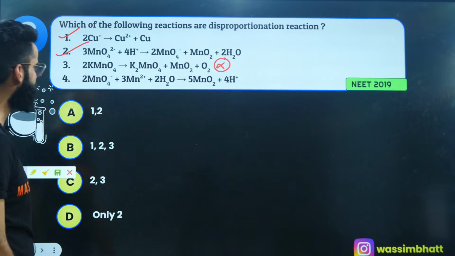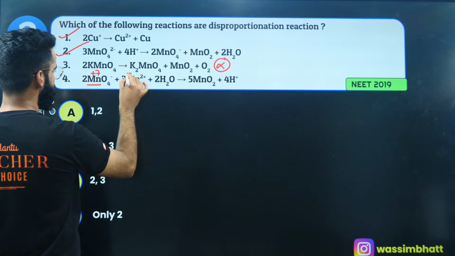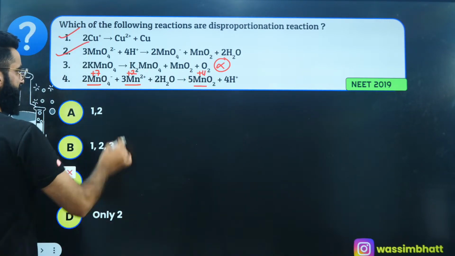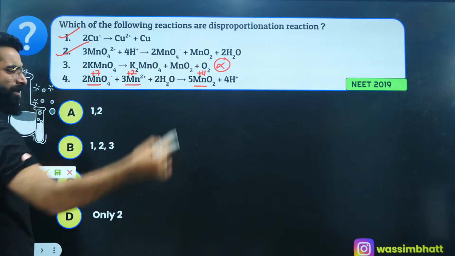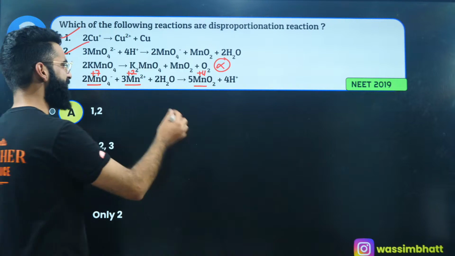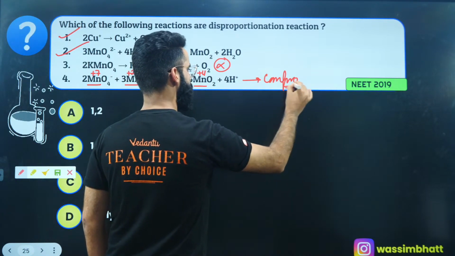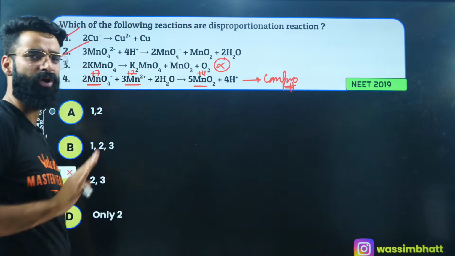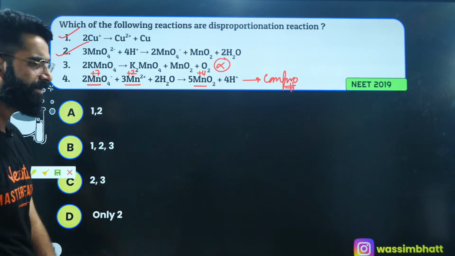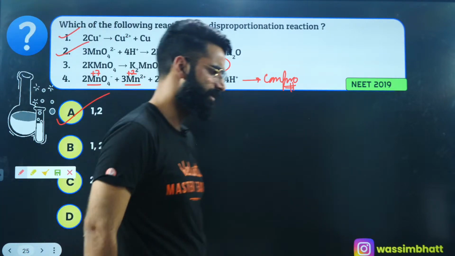If you look at the last one, Mn over here is in +7 oxidation state, Mn over here is in +2 oxidation state, Mn over here is in +4 oxidation state, right? See guys, is it the example of the disproportionation reaction? No, it's not. It is the example of the comproportionation reaction. What is a comproportionation reaction? That is just the opposite; when you reverse the disproportionation reaction, it becomes the comproportionation, right? So 1 and 2 are exactly the examples of the disproportionation reactions, and I'm sure it's clear to everyone, yeah?